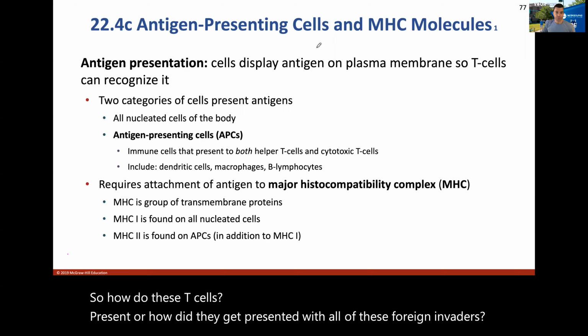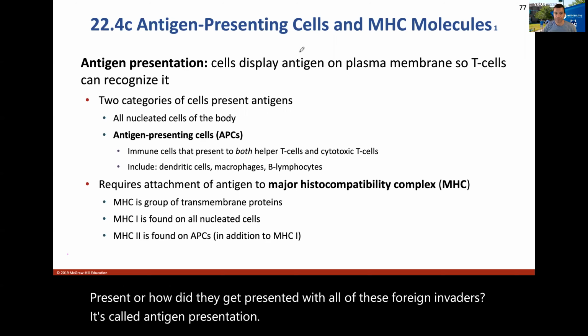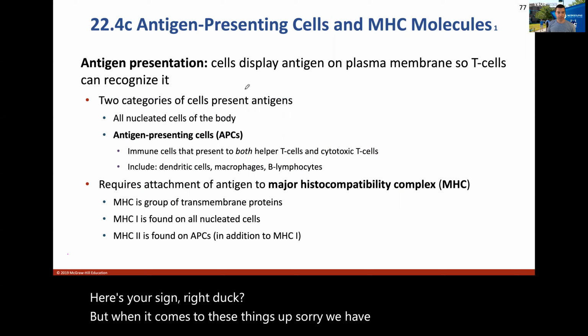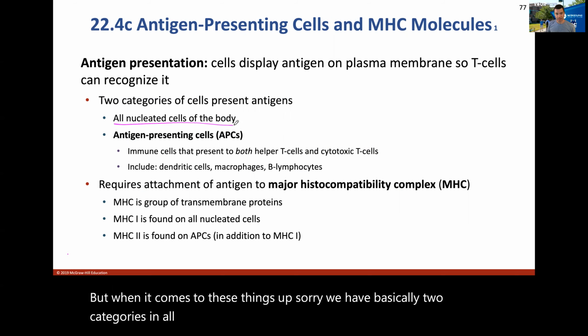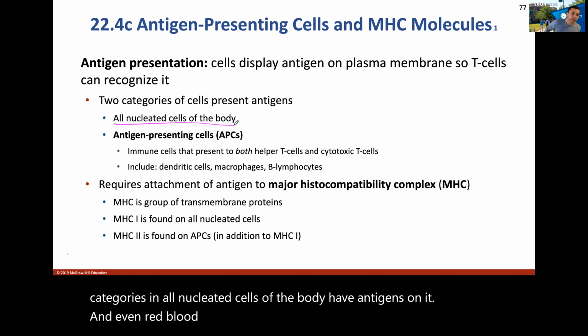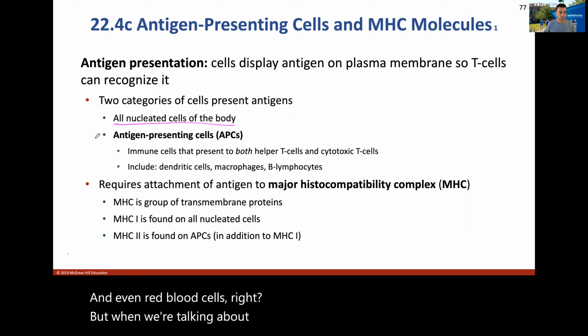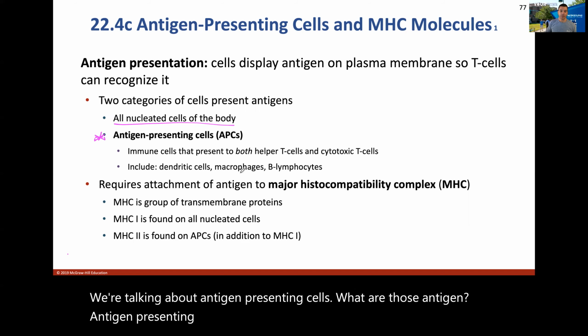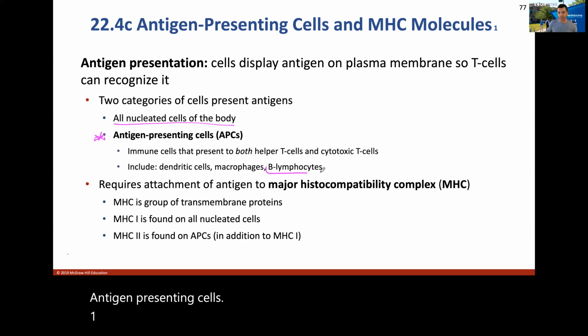Well, it's called antigen presentation. Here's your sign, right? Duh. But when it comes to these things, sorry. We have basically two categories, and all nucleated cells of the body have antigens on them, and even red blood cells, right? But when we're talking about immune cells, we are talking about antigen presenting cells. What are those antigen presenting cells? Well, one of them are B lymphocytes.